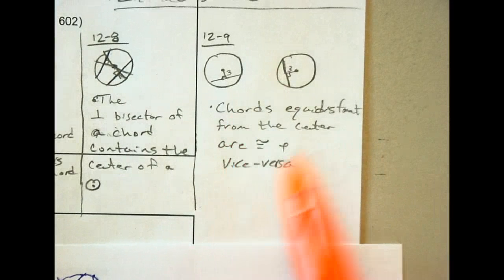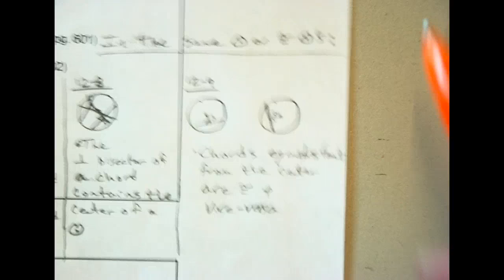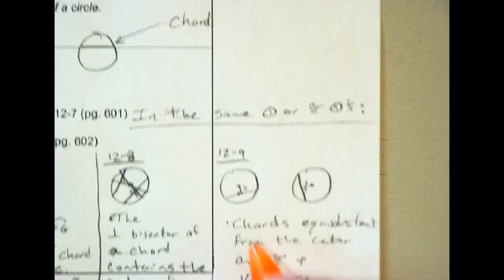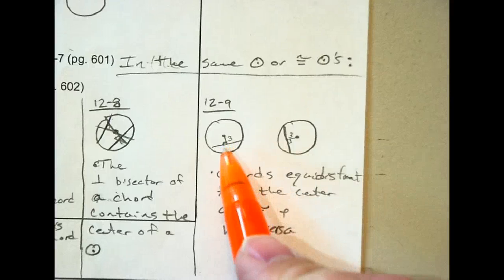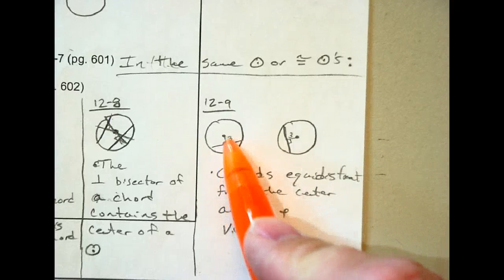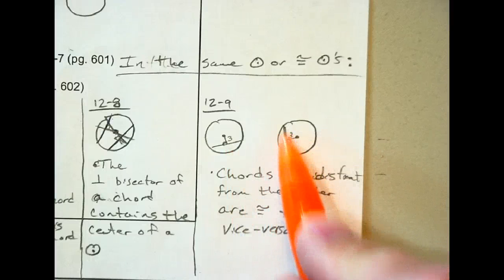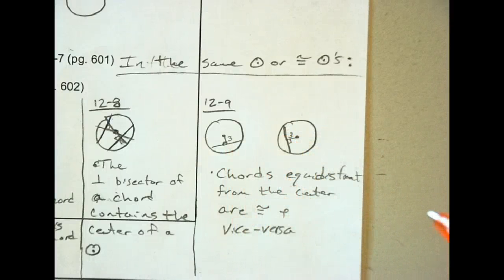Okay, 12.9. Chords equidistant from the center of a circle are congruent, and chords that are congruent are equidistant from the center. So if I have two circles, and the chord is the same distance from the center of the circle, in this case 3 units, then these chords would have to be congruent. Okay?